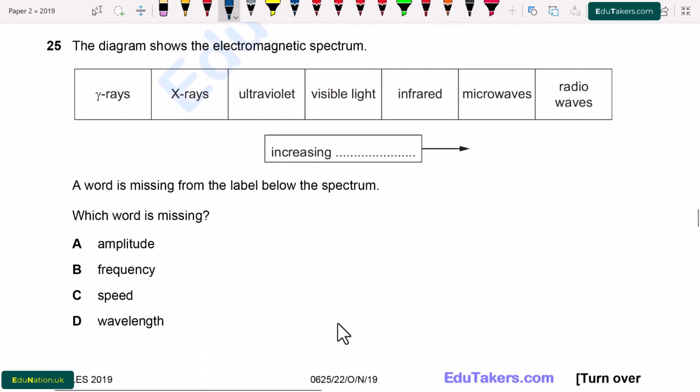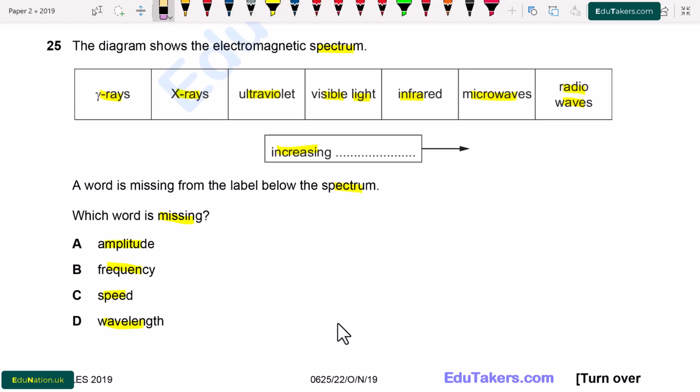Question number 25. The diagram shows the electromagnetic spectrum. Here is gamma rays, X-rays, ultraviolet, visible light, infrared, microwaves, radio waves. There is also shown increasing. A word is missing from the label below the spectrum. Which word is missing? Option A, amplitude. B, frequency. C, speed. D, wavelength.